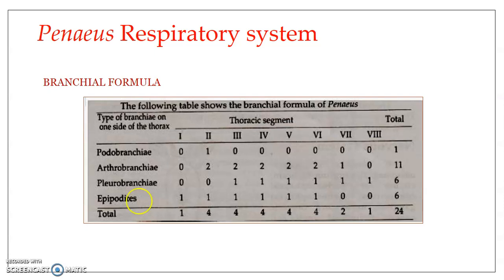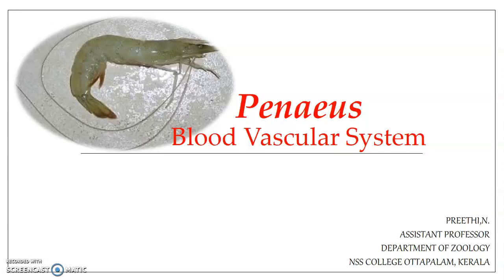Now epipodites, since they are also found attached to the appendages, are also included in the branchial formula. Epipodites are found 1 each on the first, second and third maxillipeds and on the first 3 walking legs, making 6 pairs of epipodites, 1 each on the appendage. So altogether they have 18 pairs of gills plus 6 pairs of epipodites. Together they have 24 pairs of respiratory structures associated with the appendages directly. So this is about the respiratory system.